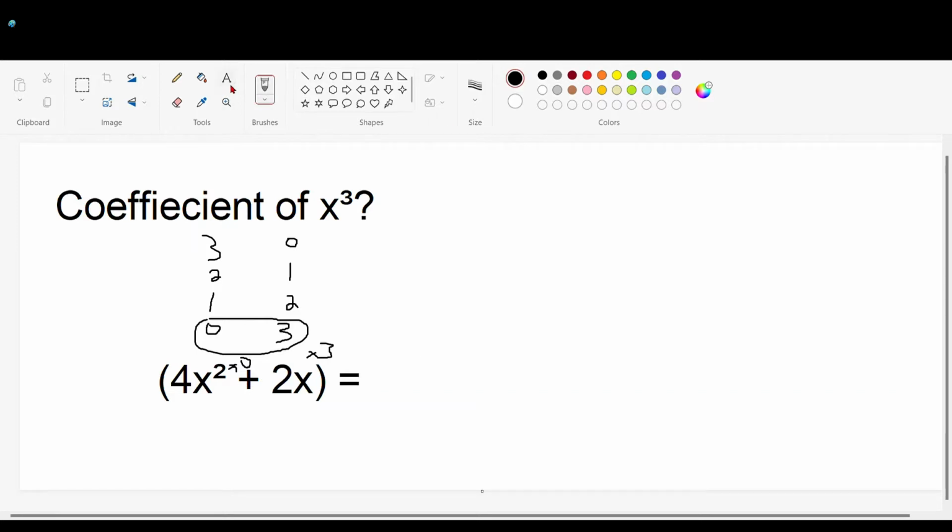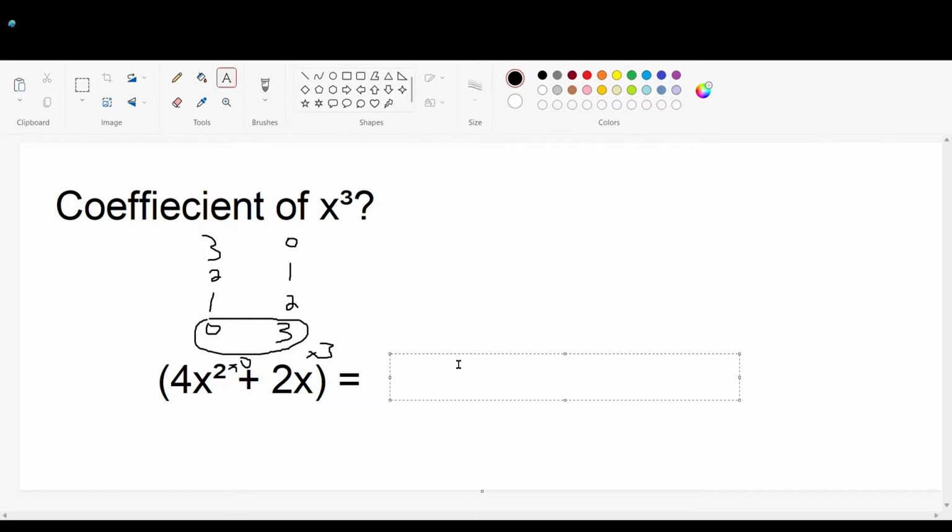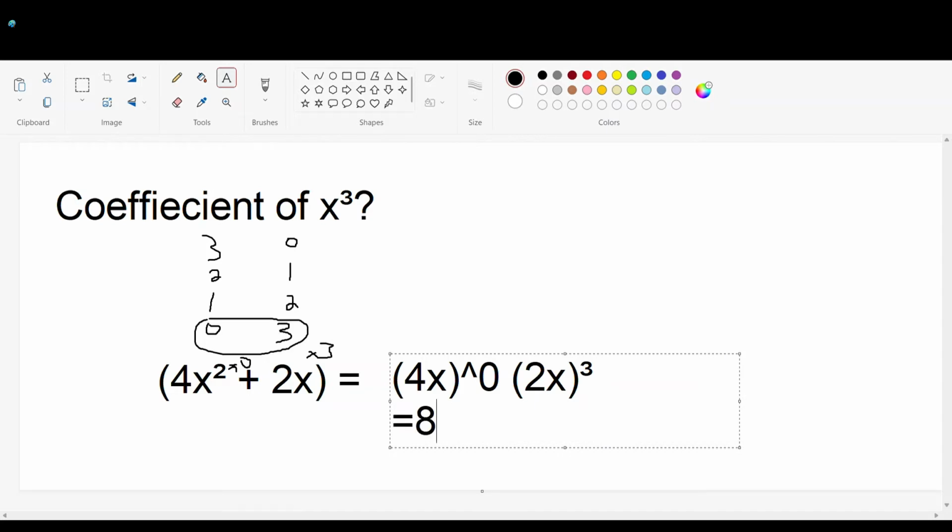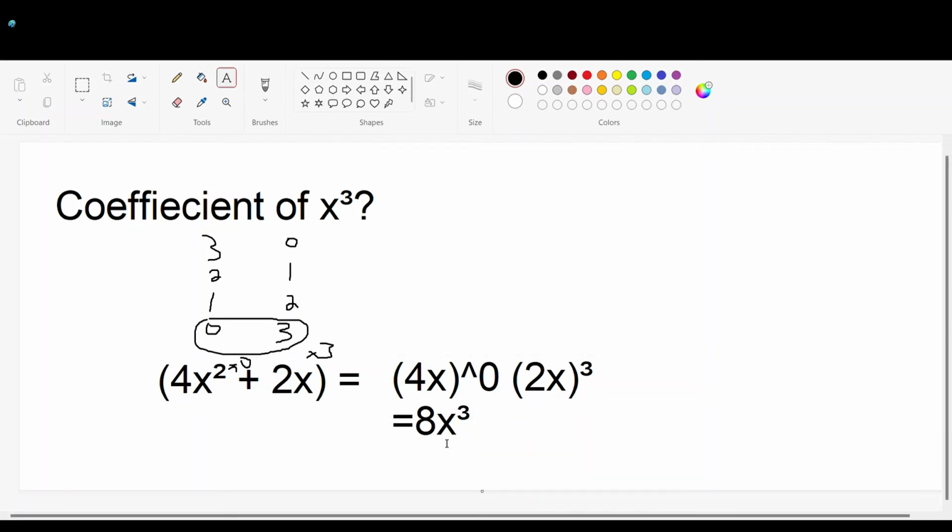So this would give us (4x squared) to the power 0 times (2x) to the power 3. And after we have solved it, we would get 8x cubed. Hence, the coefficient of x cubed would be 8.